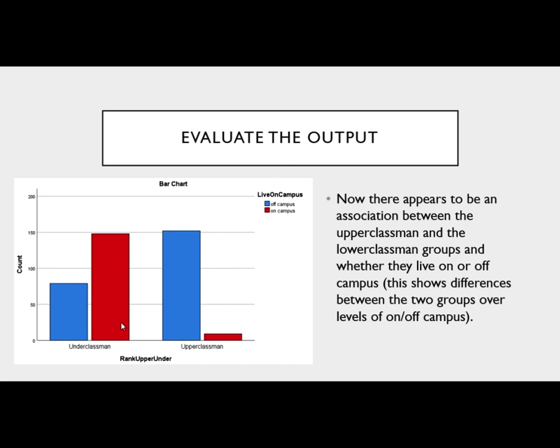So we evaluate our output. I can see that underclassmen, so those freshmen and sophomores, fewer live off campus than live on campus. And the upperclassmen, fewer live on campus than off campus. So there appears to be an association between upperclassmen and the lowerclassmen groups and whether or not they live on or off campus. This shows the differences between the 2 groups over the level of on-off campus.